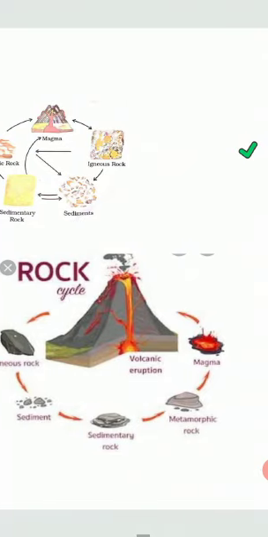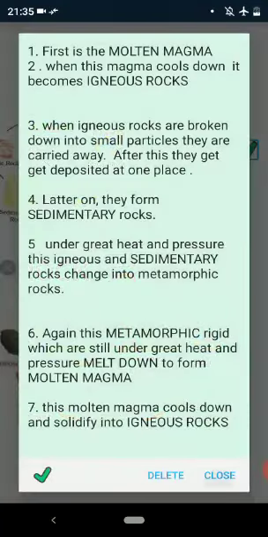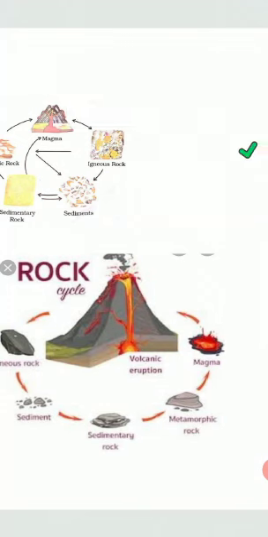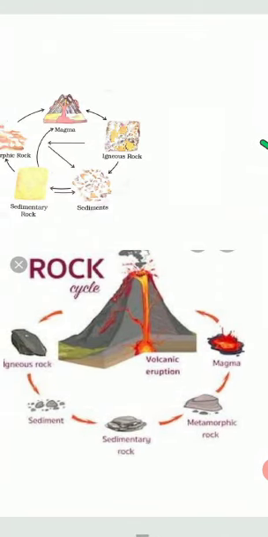Right? So what this diagram says is that the very first is the molten magma. So first comes the magma. How does the magma come? It comes from any volcanic eruption. From any volcanic eruption you get the magma, and when this magma cools down, it becomes igneous rocks. From molten magma it converts into igneous rocks.